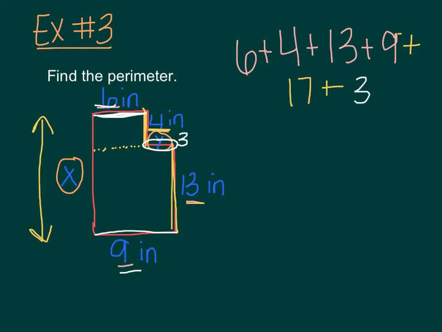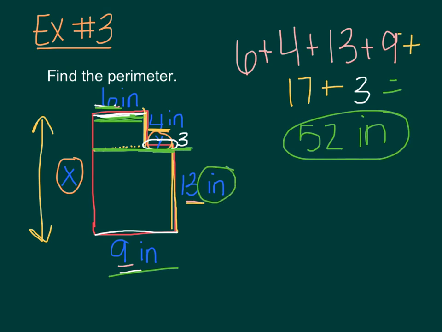And I know that makes sense because if you go back and check, you would add this part, which is 6, plus this part, which is 3. That would be the whole length across, which gives us 9. And now we just add all of our numbers up: 6, 4, 13, 9, 17, and 3. And we get 52 inches as the perimeter. And I knew it was inches because I could see the unit of measure here.